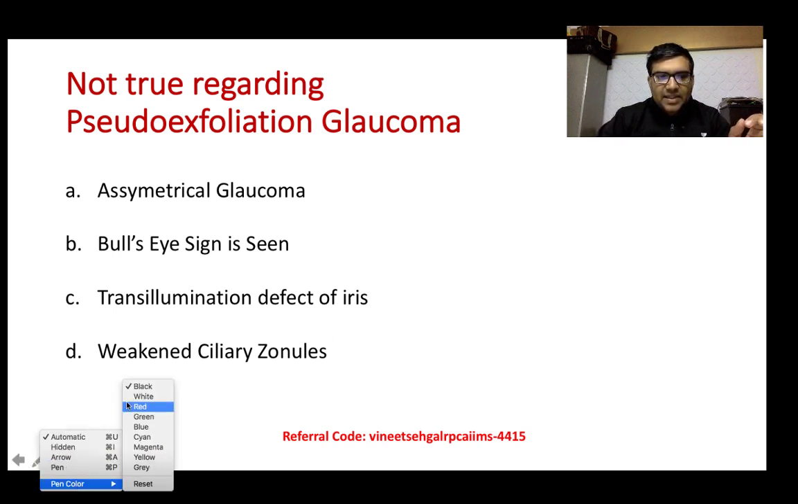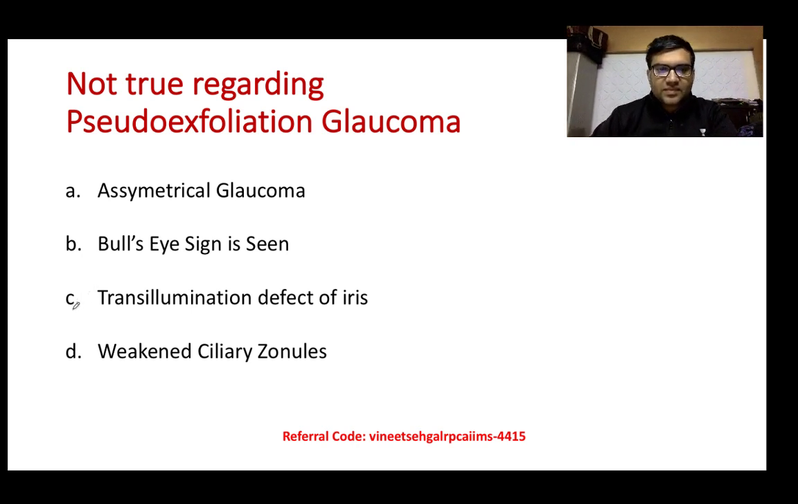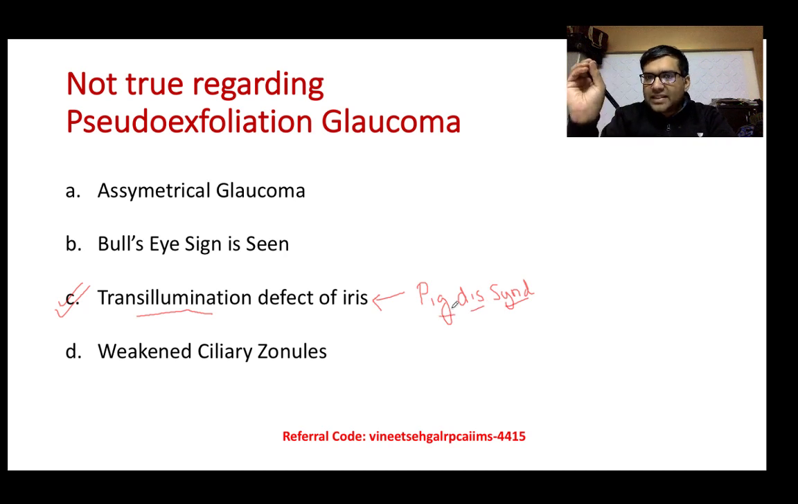So try to answer in the comment section. So the answer here is C. Remember, the trans illumination defects are seen not in pseudoexfoliation glaucoma but in another type of secondary glaucoma, that is called pigment dispersion syndrome. Now you would ask me, sir, what are the signs of pseudoexfoliation glaucoma?